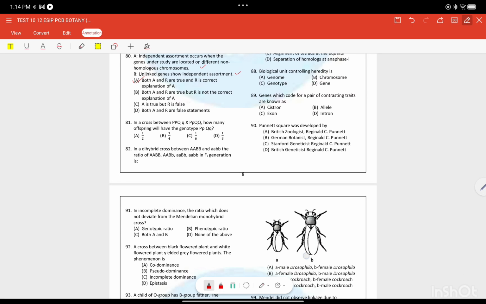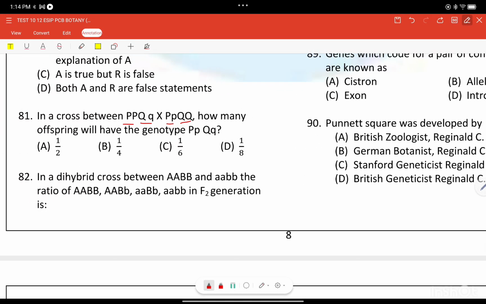In a cross between capital P, capital P, capital Q, small q and capital P, small p, capital Q, capital Q, how many offspring will have the genotype capital P, small p and capital Q, small q? For capital P, small p, the probability from the parents is 1 by 2. And for capital Q, small q, the probability is also 1 by 2. Answer is 1 by 4, B.